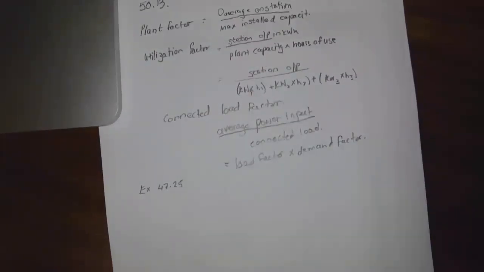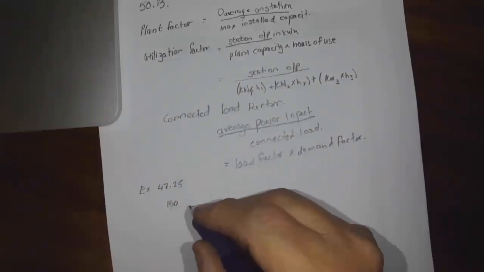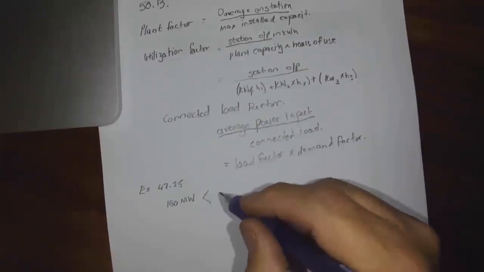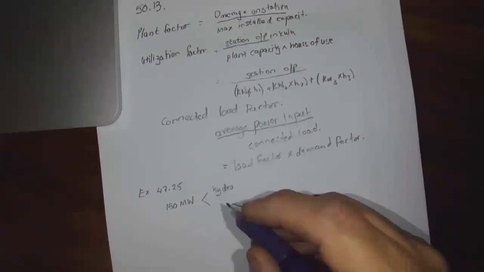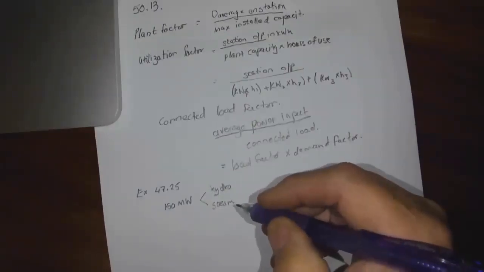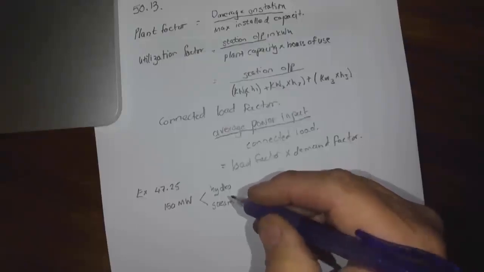Let's say there, a load having a maximum value of 150 megawatt can be supplied by either a hydroelectric plant or a steam power plant. So 150 megawatt can be either hydroelectric or steam. Then they say the cost of following: capital.